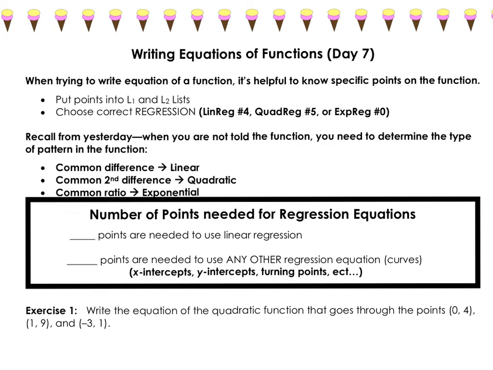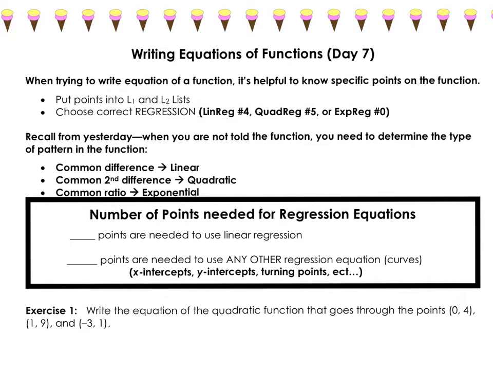Today we're going to talk about writing equations of functions. When trying to write equations of a function, it's helpful to know specific points on the function so that we can then put the points into L1 and L2 lists and choose the correct regression depending on what we're looking for: LinReg number 4, quadratic regression number 5, or exponential regression 0.